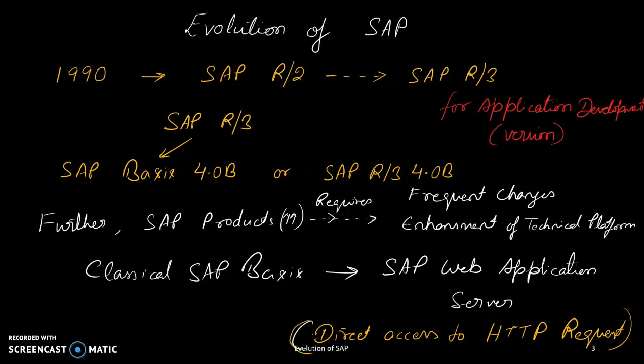In the 1990s, the number of SAP products grew significantly, and new products required frequent changes and enhancement of the SAP technical platform, more than to SAP R3. This shift in development began the transition of the technical platform from the classical SAP Basis to SAP Web Application Server, primarily to allow direct access to HTTP requests.